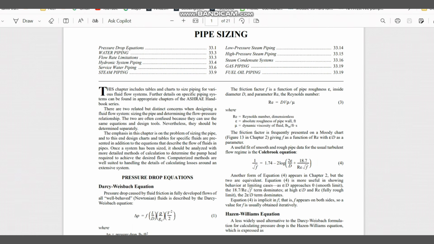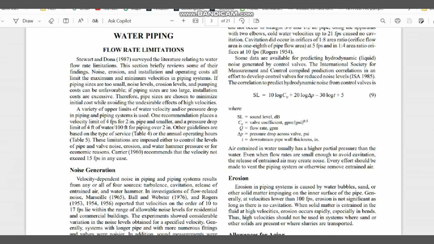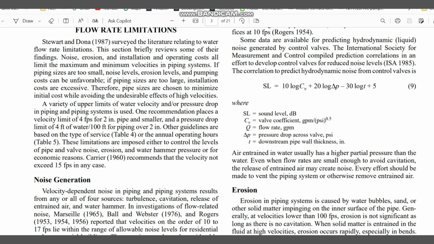So if you go to this ASHRAE application handbook pipe sizing, you can see this wording. For example, here the recommendation places a velocity limit of 4 feet per second for 2-inch pipe and smaller, and 4 feet of water per 100 feet head loss or pressure drop if the pipe size is more than 2 inch.